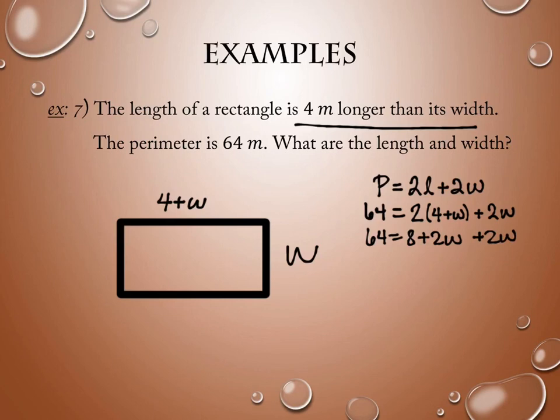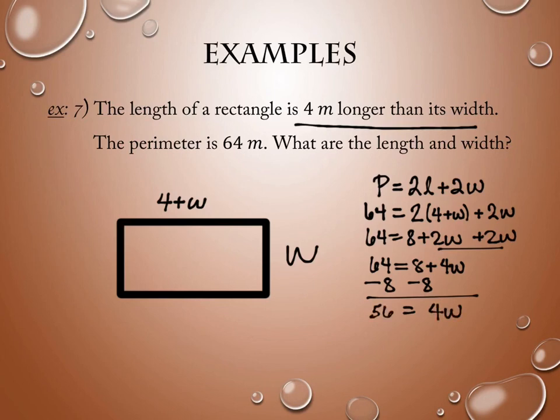Now what? There's 2 different things we could do. We could combine the 2 W's, or we could subtract the 8. So I heard combine the 2 W's first, so we'll do that. So I have 64 equals 8 plus 4W. And then we will subtract the 8. So what is 64 minus 8? 56 is right. And then what? Divide by 4. So what do I get for the value of W? 14. And somebody said units. What was it? Meters.